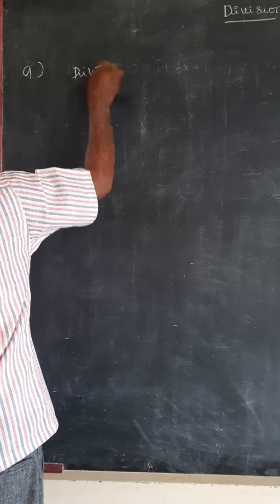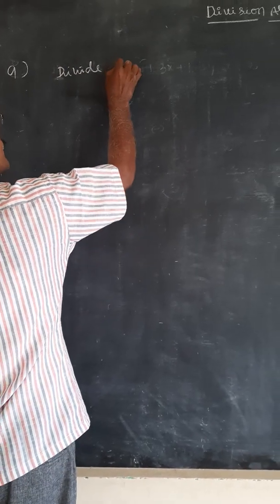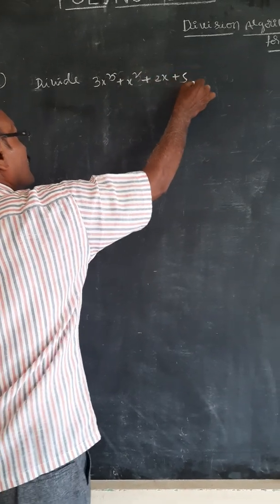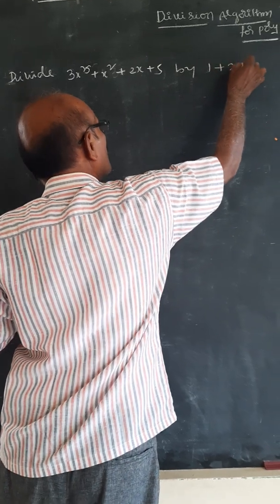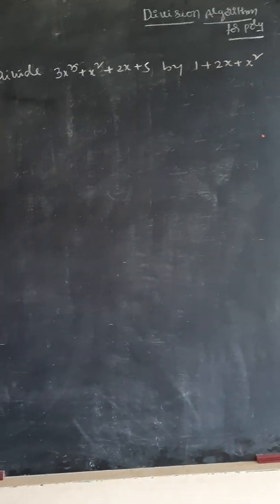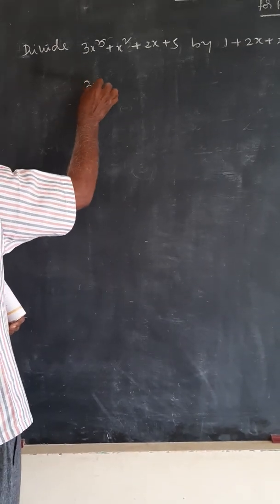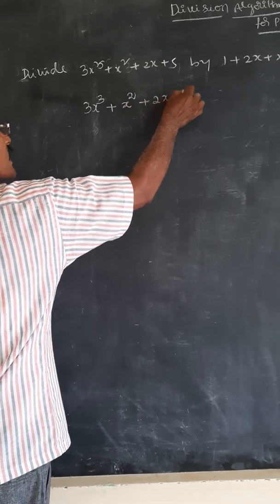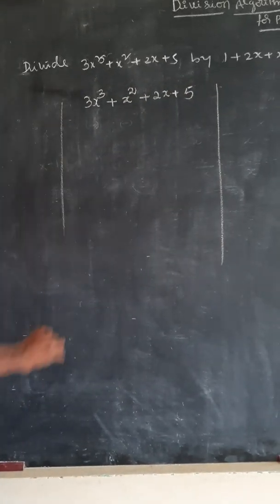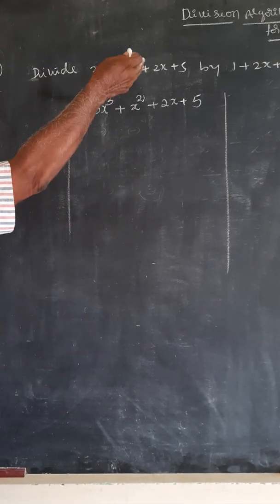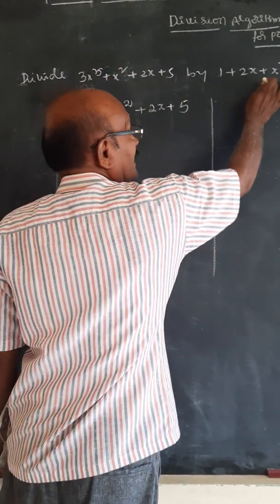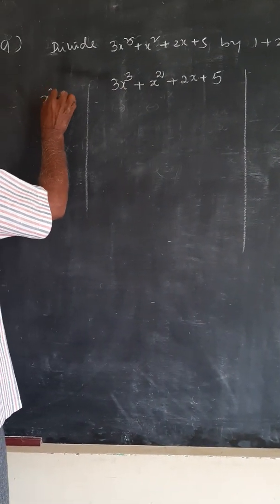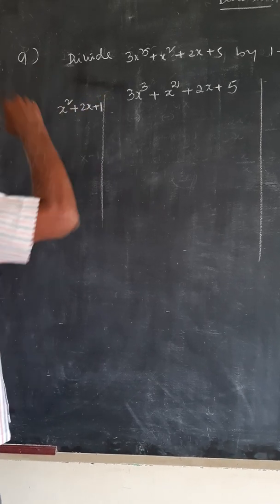Divide 3x cube plus x square plus 2x plus 5 by 1 plus 2x plus x square. Dividend: 3x cube, that is the highest power, plus x square plus 2x plus 5. The terms are in descending order according to the powers. Next, the divisor, but the terms are not in proper order. We will write the highest term first, highest power: x square plus 2x plus 1.